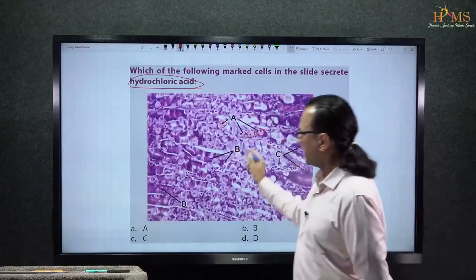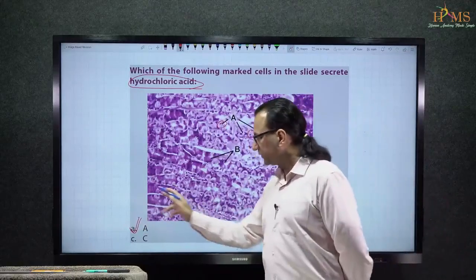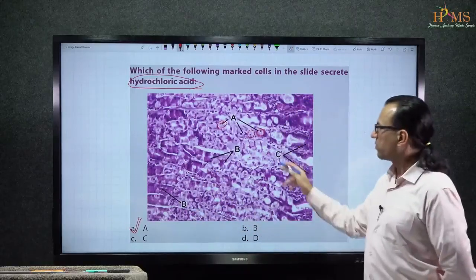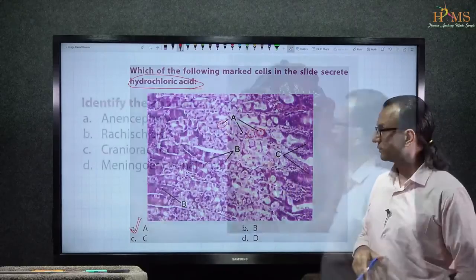So marker A should be our answer. What is marker D? That is the chief cell. And what is marker B? That is the mucous neck cell. And what is the marker C? That is the surface mucous cells.